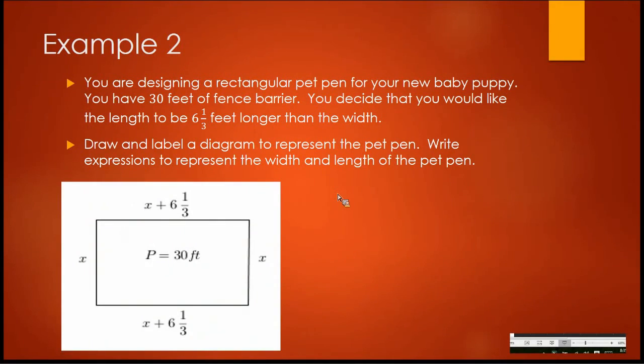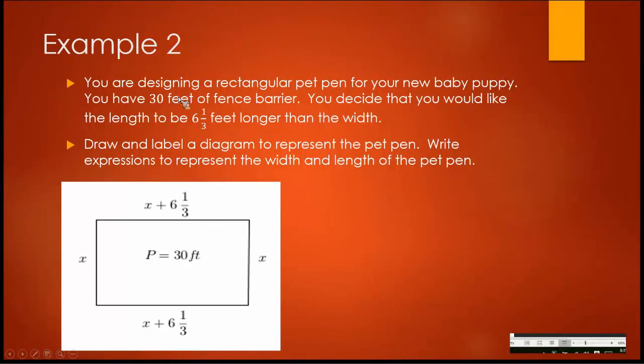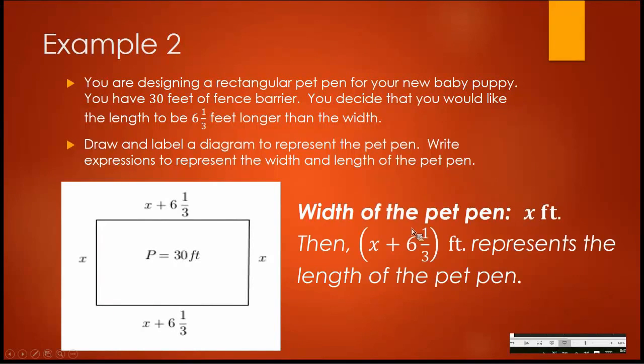So first, let's get a diagram. Here we have x for one side and x plus 6 1/3 for the other. So which one is which? Well, we decided that the length is 6 1/3 feet longer than the width. So this must be the length. X plus 6 1/3 is the length. X is the width. So the width of the pet pen is x feet, then x plus 6 1/3 feet represents the length of the pet pen.